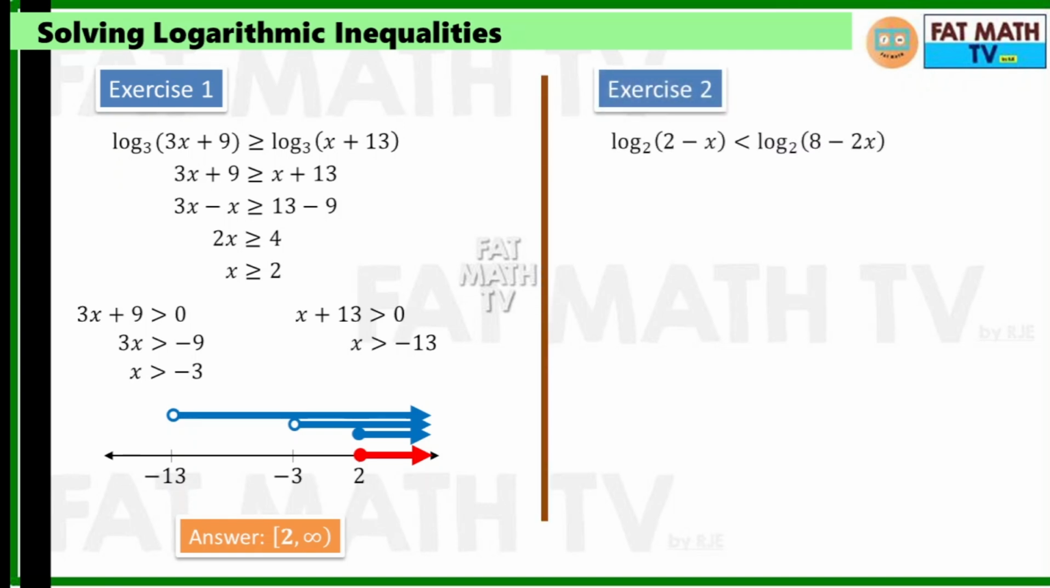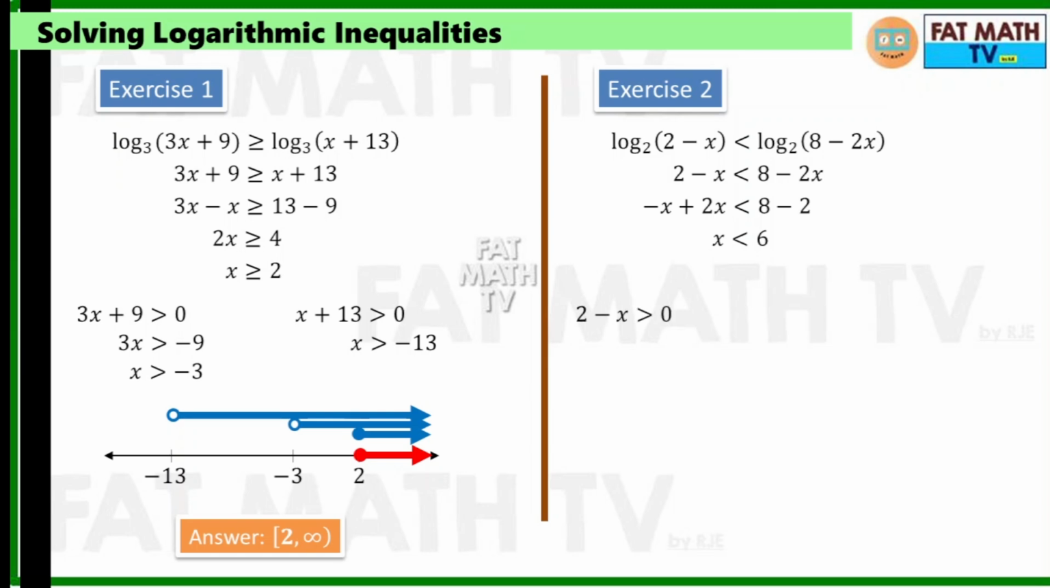Second number, log of 2 minus x to the base 2 is less than log of 8 minus 2x to the base 2. So the base is greater than 1, so if it's less than, it's still less than. 2 minus x is less than 8 minus 2x. Put the x's together. You will have negative x plus 2x is less than 8 minus 2. Negative x plus 2x is x. 8 minus 2 is 6. So x is less than 6.